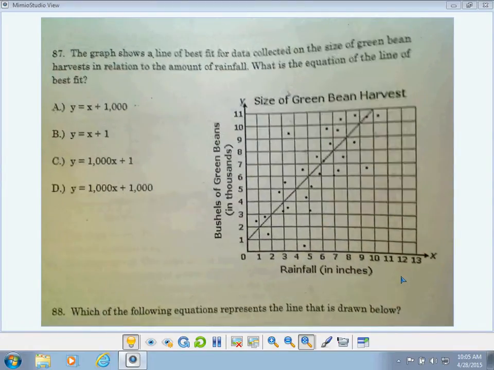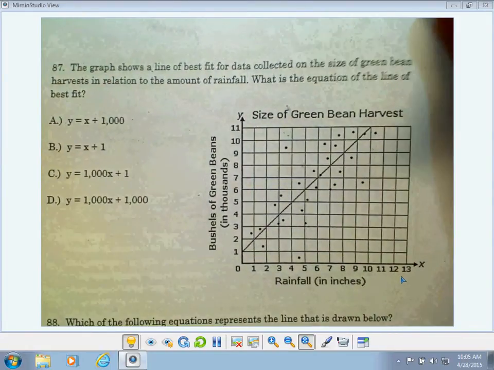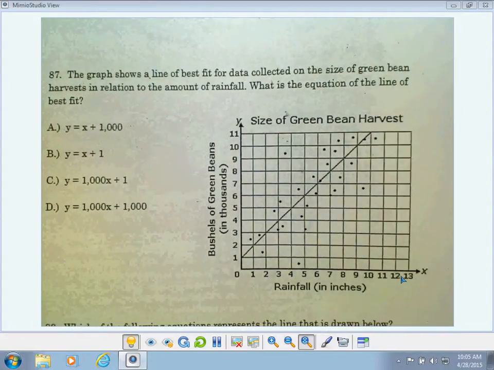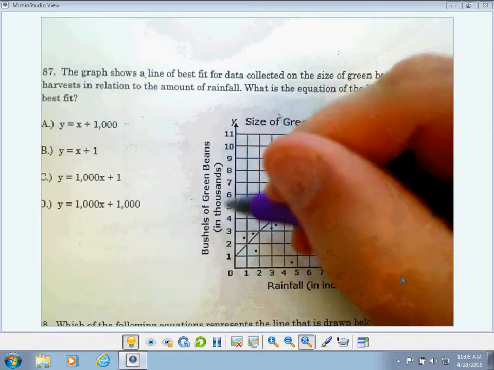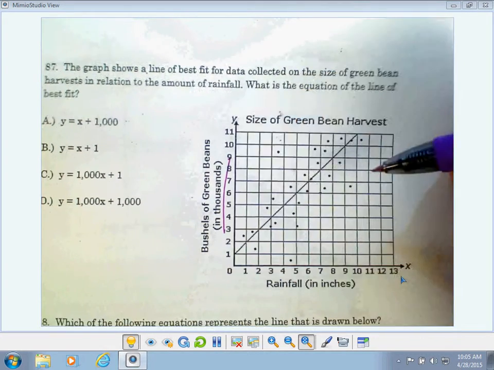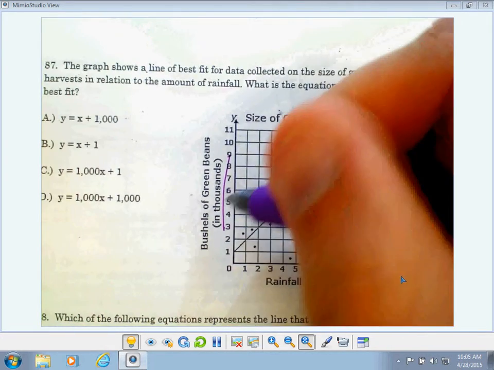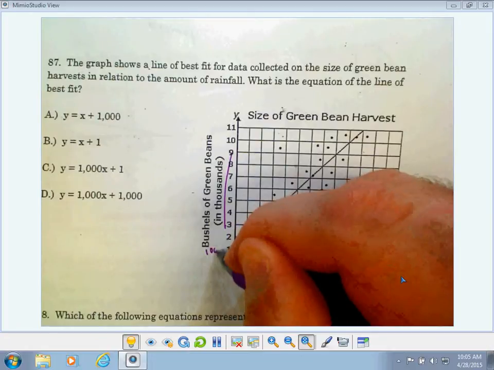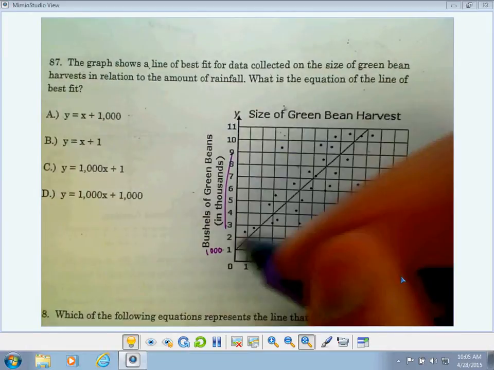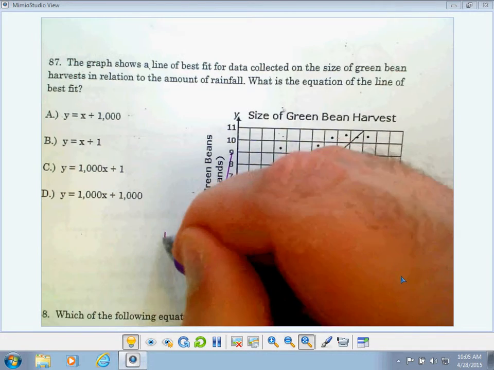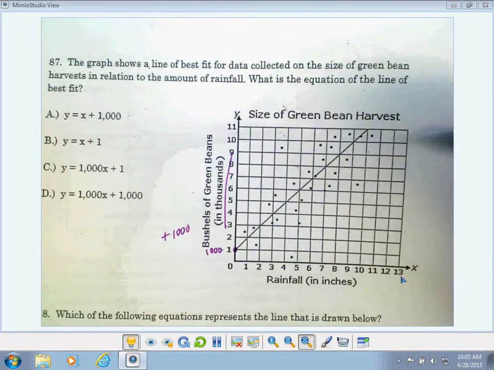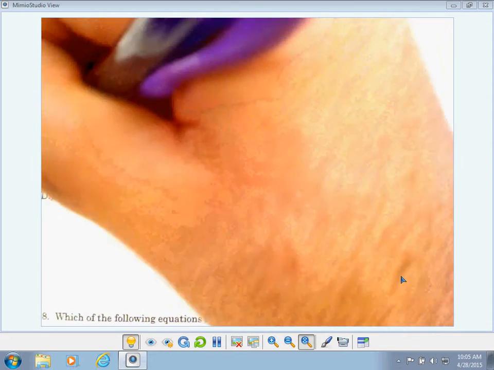Sounds like the same kind of thing. Let's take a look at this one. Okay, the graph shows a line of best fit. Let's see. Okay, so again, we have numbers in the thousands here, right? So when we look at the y-axis, we got to remember this is not 1, it's 1,000. So I see a y-intercept right there, which means my y-intercept is 1,000. So I better have plus 1,000 on the end of my equation, which means I can eliminate B and C.